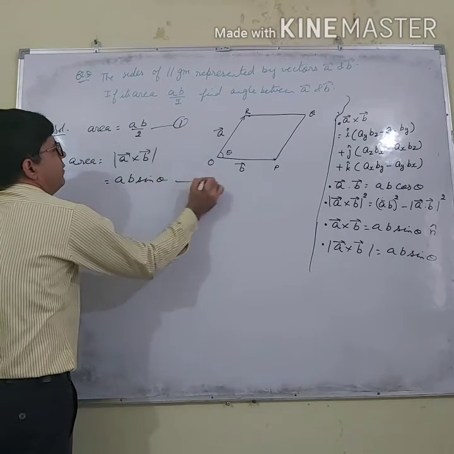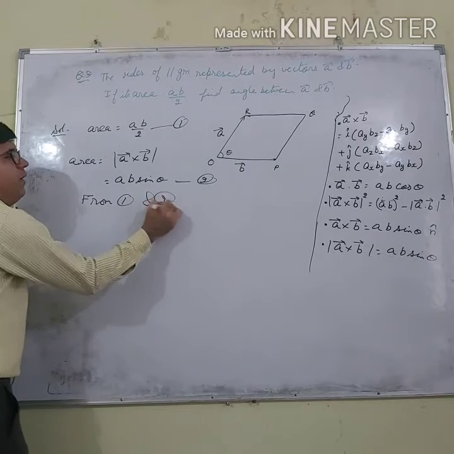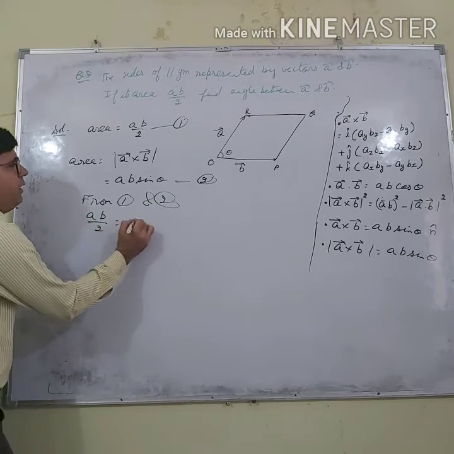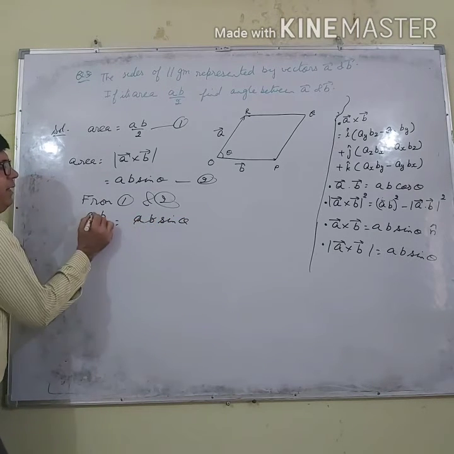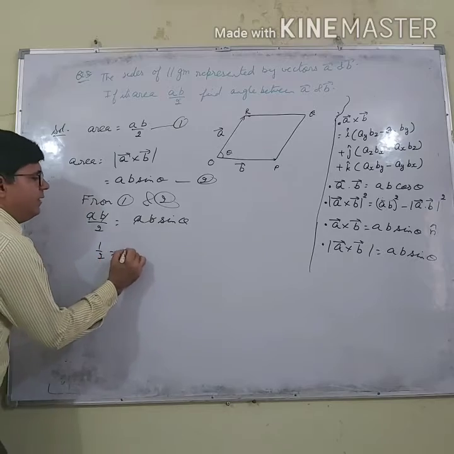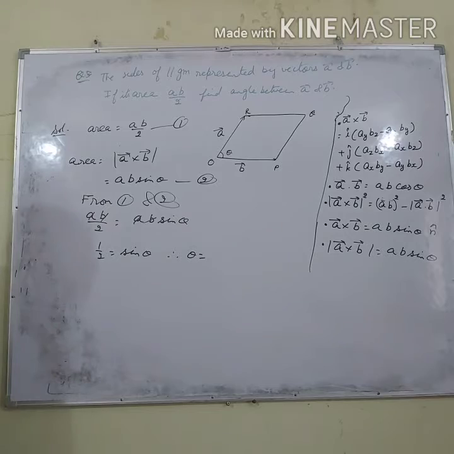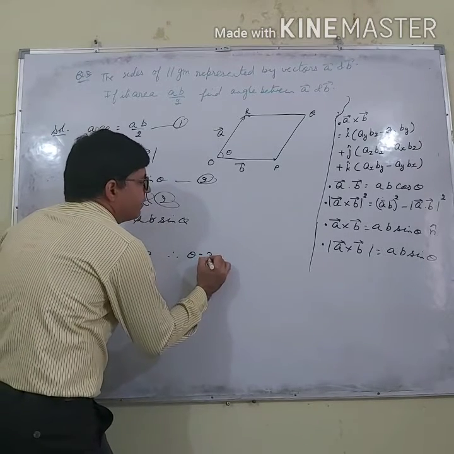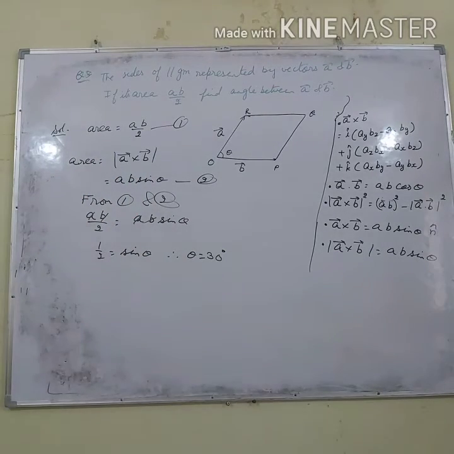This is 1, this is 2. From 1 and 2, if I use 1 and 2, what will I get? AB by 2 equals AB sin theta. A and B are cancelling, so half equals sin theta. Therefore theta equals, when sin theta is half, theta is 30 degrees. So what is the angle between the vectors A and B? It is 30 degrees.